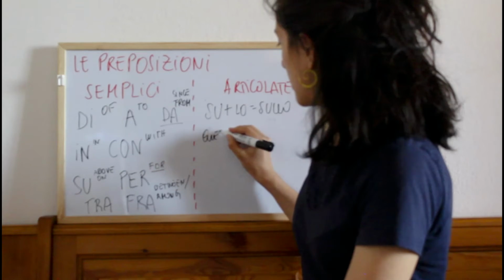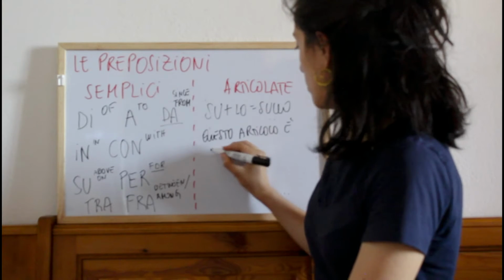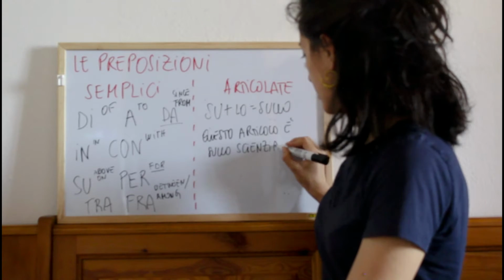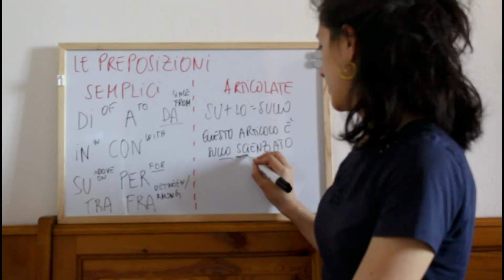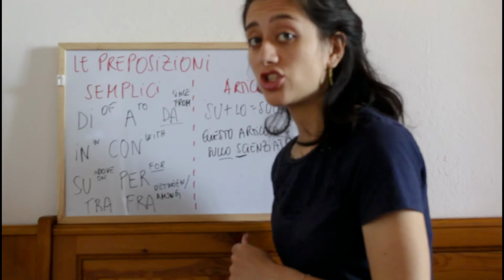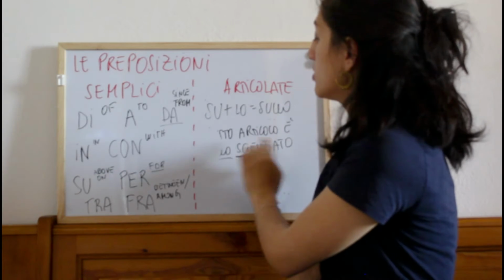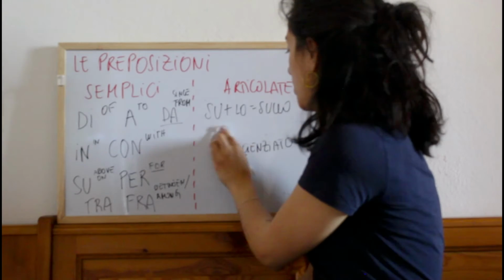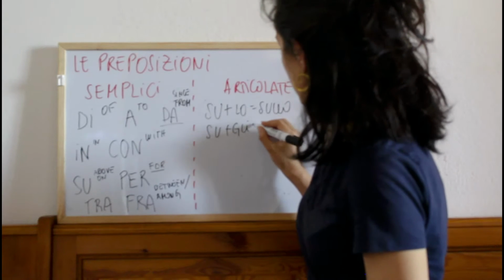Questo articolo è sullo scienziato. You see? Sullo. Why do we use sullo? Because the word starts with s, c, sh. Then you can imagine that if you want to say questo articolo è sugli scienziati, of course we use su plus gli. Sugli.